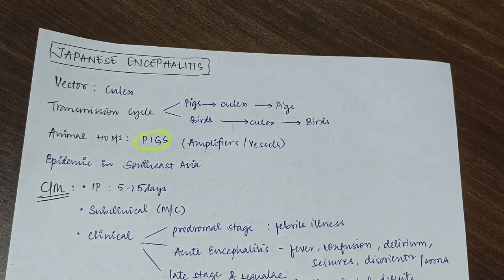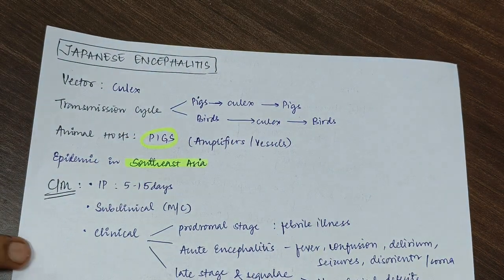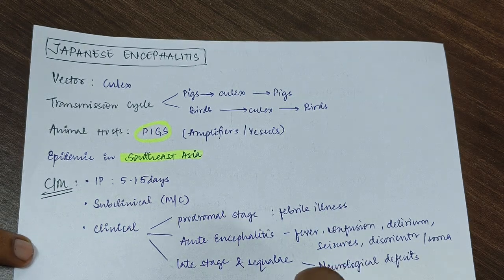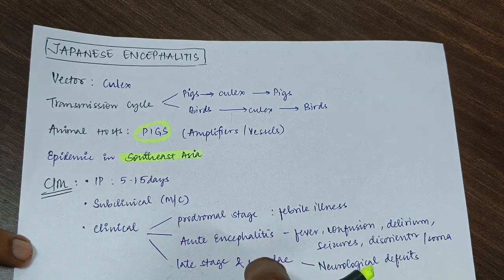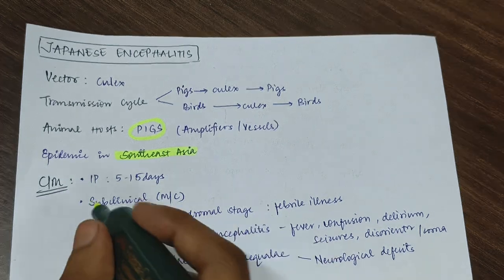Next, epidemic in Southeast Asia. You are going to see Southeast Asia epidemic. Clinical manifestations: incubation period. I have never mentioned it in any of the diseases. It is horrible to remember all those incubation periods. If possible, you are going to remember. Here it is 5 to 15 days. Most commonly it is subclinical.